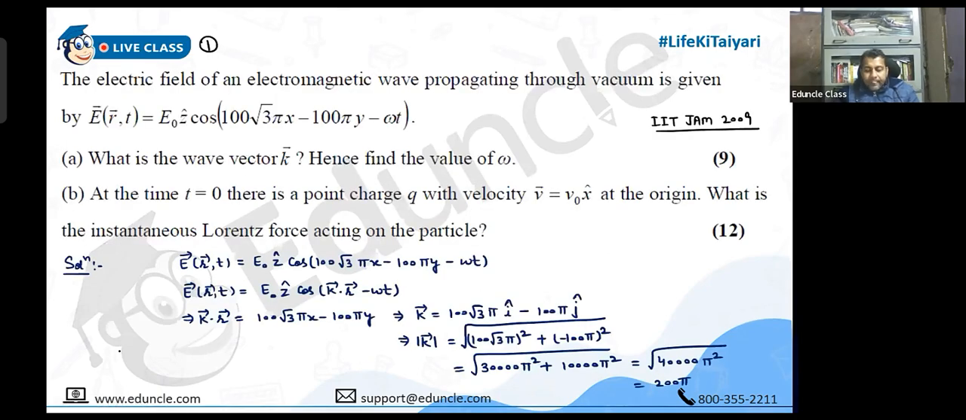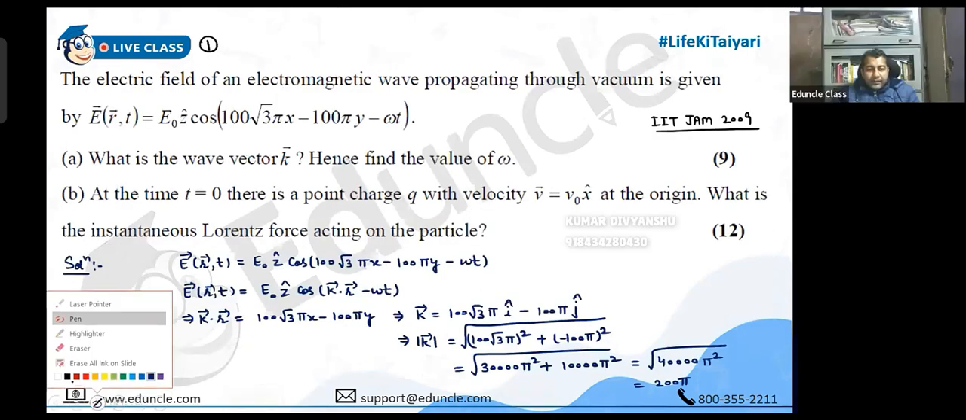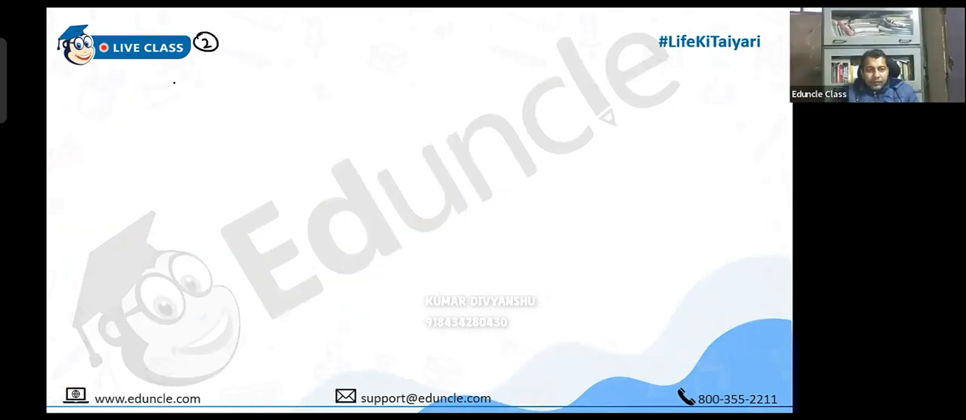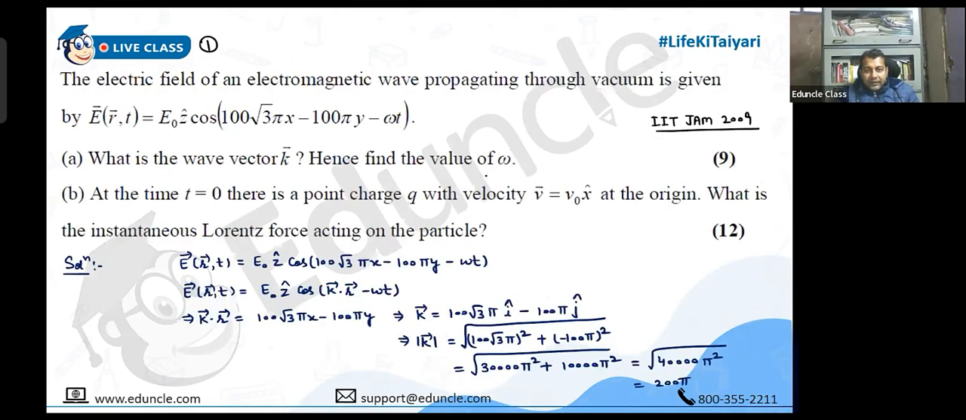Please check. Now how to get omega? c is equal to omega by k, so omega is equal to k c. It means it is 200 pi c. So that completes the first part.